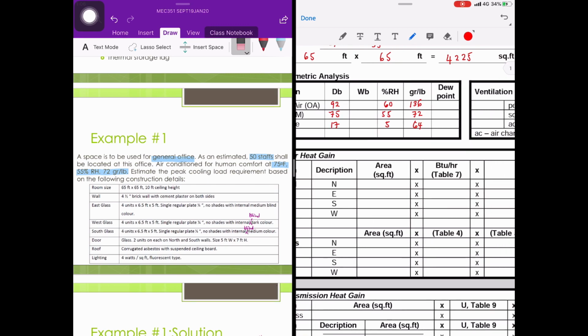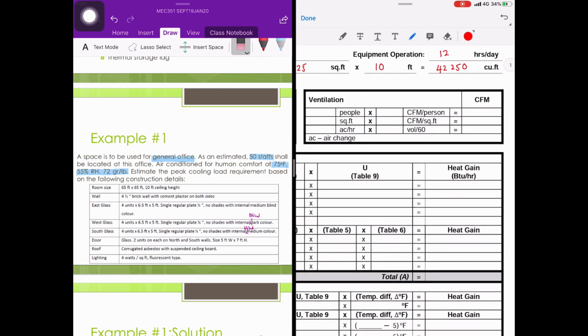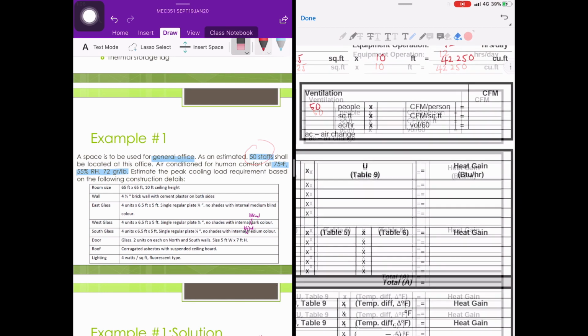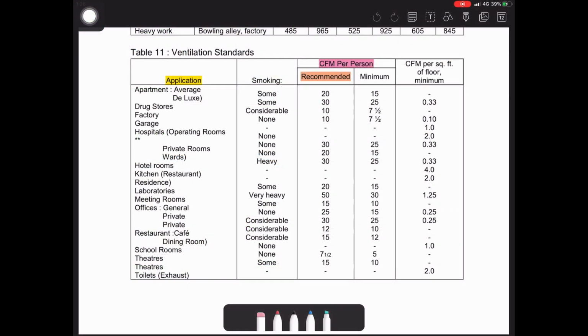Now let's move to the other section, which is the ventilation. From the question, we know that the general office will have 50 staffs. This number of people will be multiplied with CFM per person that can be obtained from Appendix 1. From Table 11, the application will be General Office, and we are going to choose the recommended value for the CFM per person, and it will be 15 CFM per person.